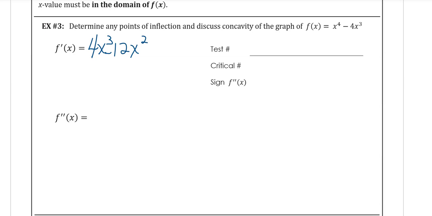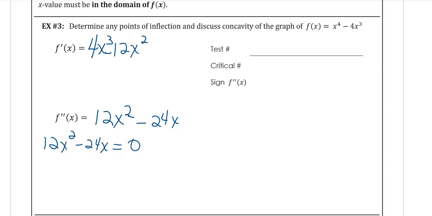Okay, and now what we're going to do is find the second derivative. So we get 12x squared minus 24x. To find possible points of inflection, we're going to set this second derivative equal to 0. And we get two possible points. We get x equals 0 and x equals 2.